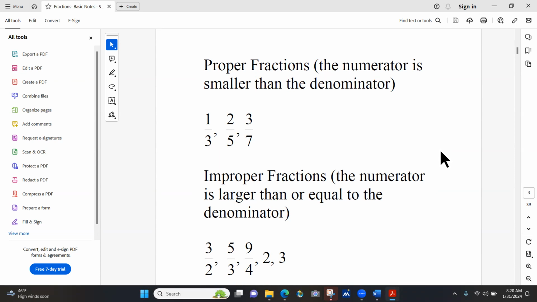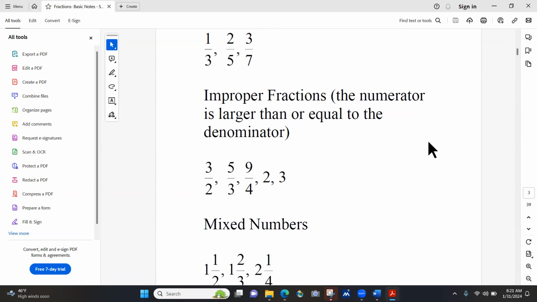So please note here, 3 is greater than 2, so 3 over 2 is an improper fraction. Same reason holds for 5/3 or 5 over 3, 9/4 or 9 over 4. What about 2 and 3? The numerator is 2, and the denominator is 1. So the numerator is strictly larger. So 2 is an improper fraction. 3 is an improper fraction. Keep that straight. Okay. Of course, they're also called whole numbers.